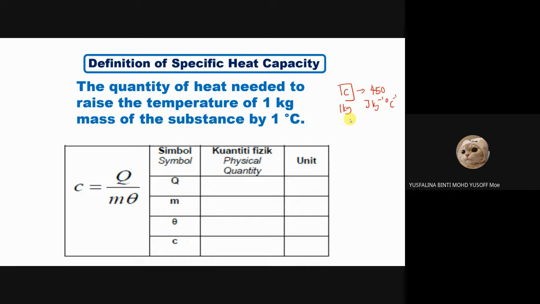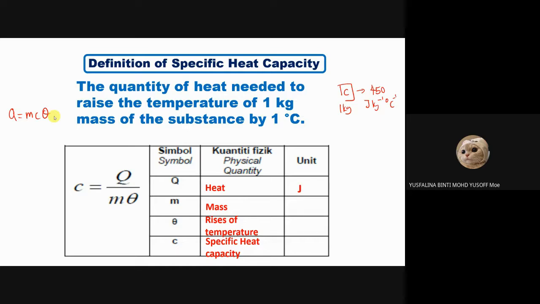Right? So this is the formula. C is equal to Q divided by M theta, or I like to use Q is equal to MC theta. So what is the Q? Q is the heat. What is the quantity of heat being given? You apply it to the object. And the unit, later we see the unit. M is the mass, theta is the rise of temperature, so the final temperature minus the initial temperature, and C is the specific heat capacity.